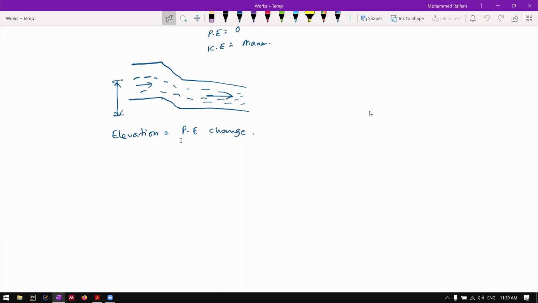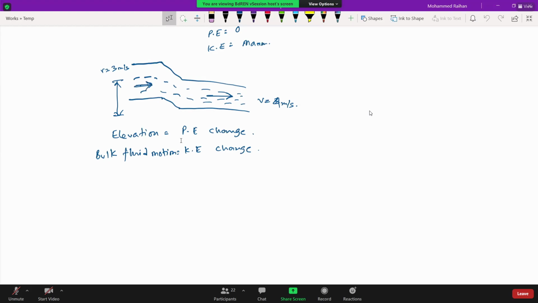Now let's talk about kinetic energy. If the fluid speeds up, like the velocity of the fluid here is 3 meter per second, and here velocity is 4 meter per second, the velocity of the fluid will change. As the velocity changes, its kinetic energy will change, right? And this depends on bulk fluid motion. So what is bulk fluid motion? The bulk fluid motion is the fluid velocity that you actually observe.